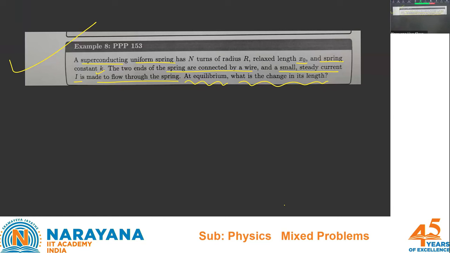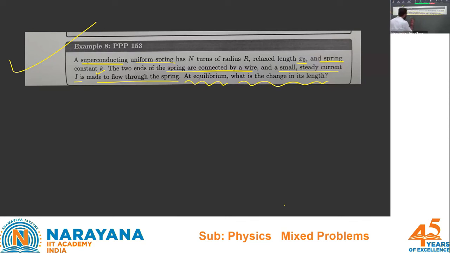Right? So let us try to write the expression. Now, one thing that we can say by Faraday's law is as the loop is superconducting, there is no resistance in the loop. So the total flux will remain constant.